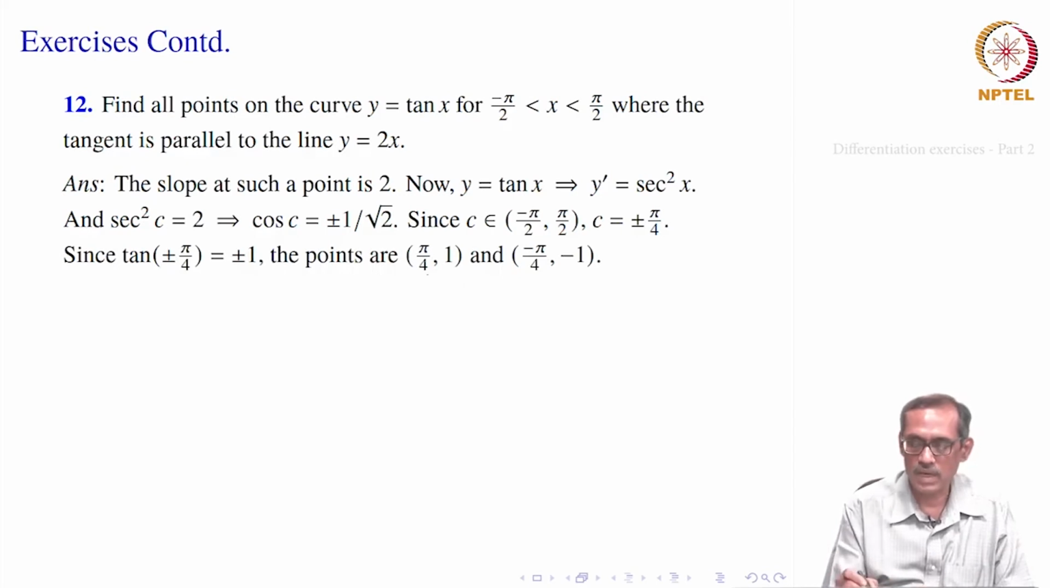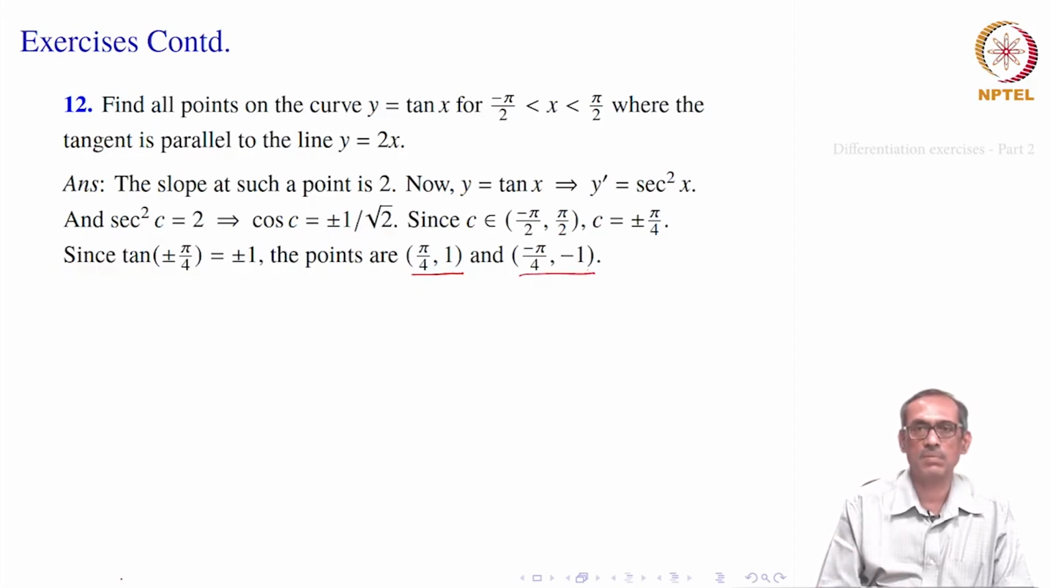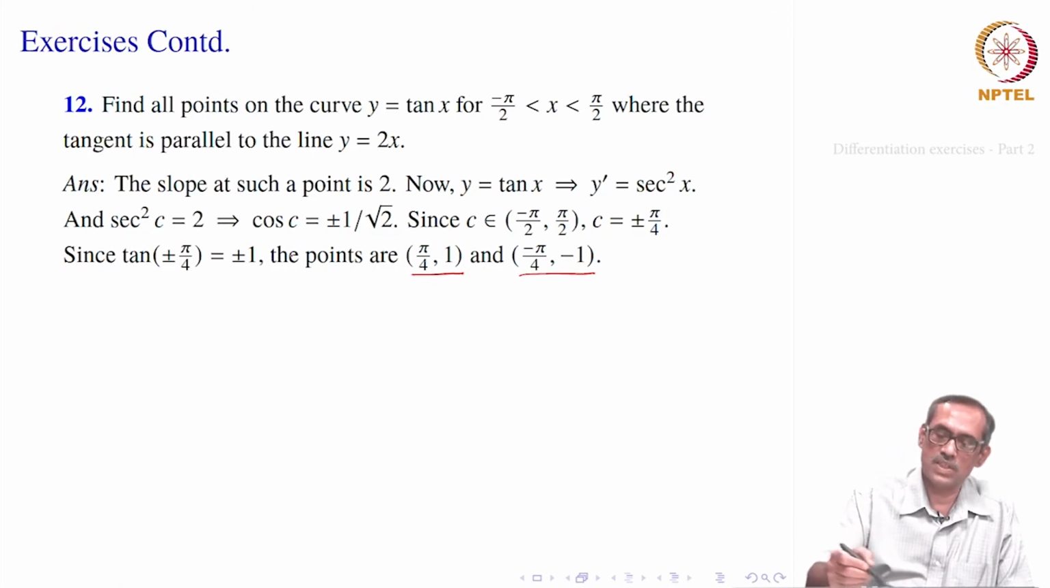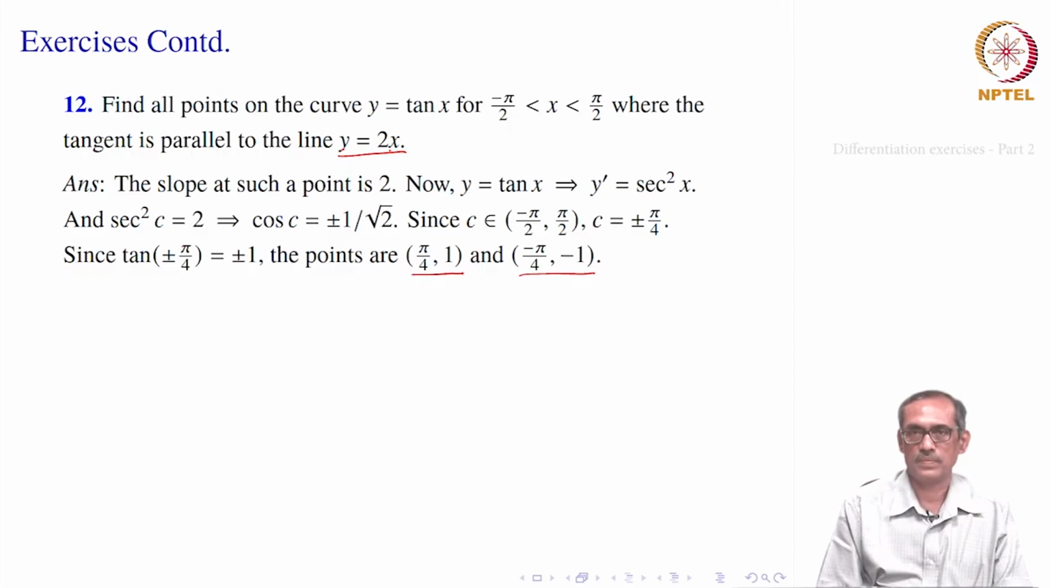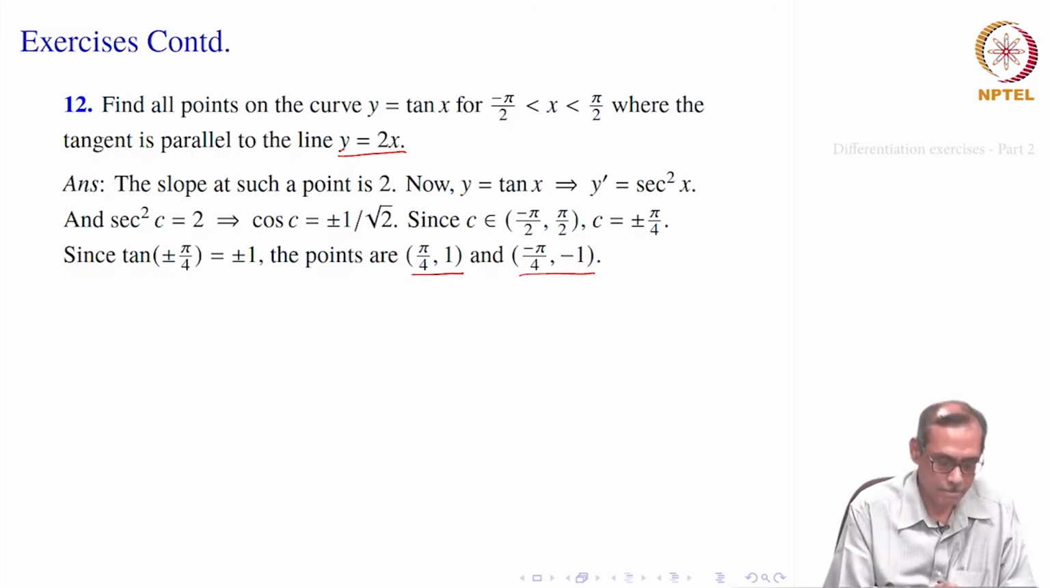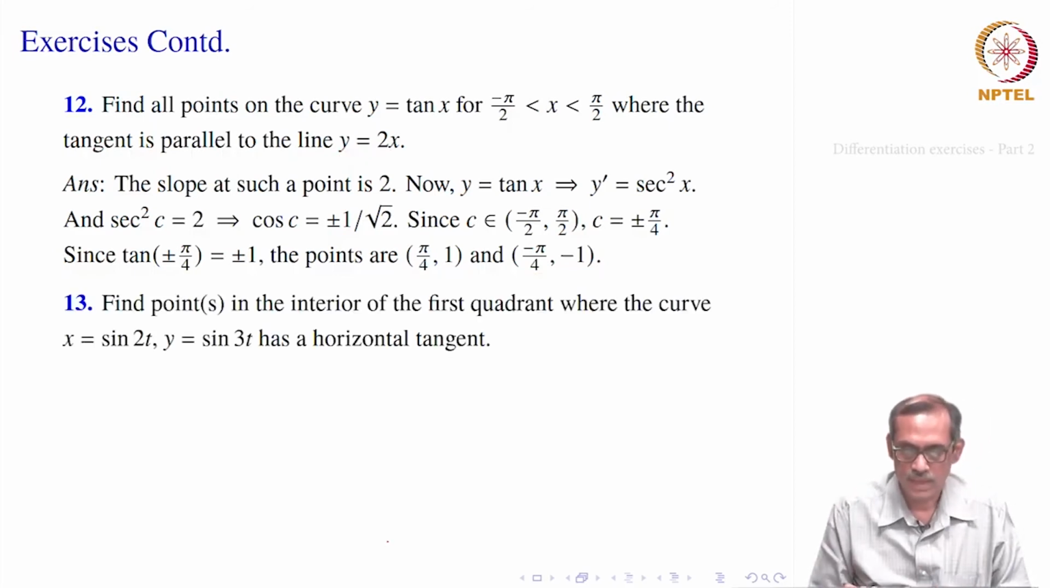So, we got all the points, both of them are there. So, the points are pi by 4 and tan of pi by 4 which is 1, minus pi by 4 and tan of minus pi by 4 which is minus 1. These are the 2 points possible where the tangent to the curve y equal to tan x is having slope as 2, fine. We go to the next problem.